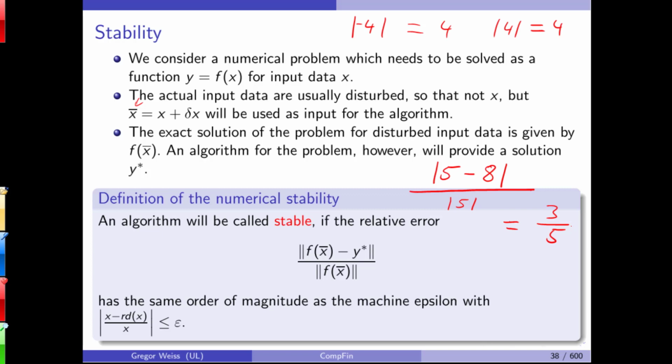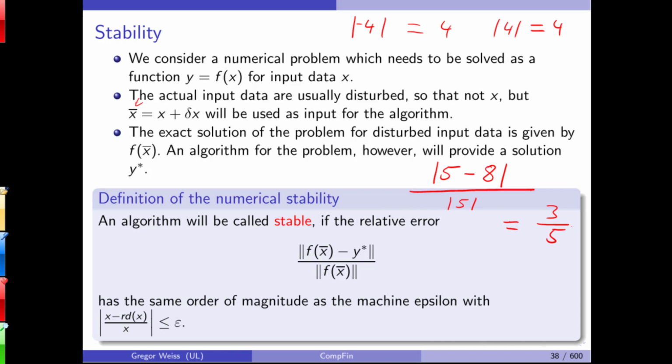And why are we taking the absolute value? Because we are not interested whether the result is higher or lower than we were expecting. Both are bad. Deviation above and deviation below. And the same can be generalized to vectors and matrices as well.